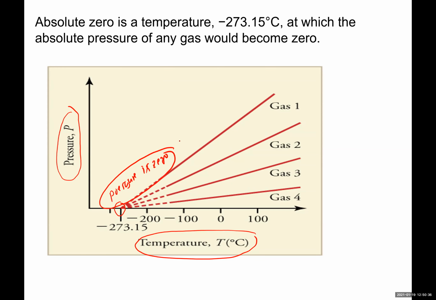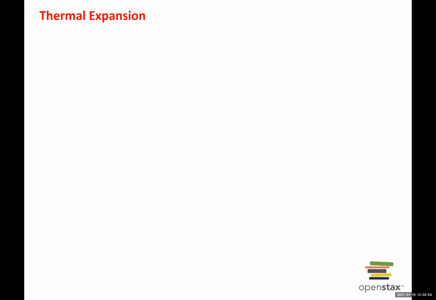Okay. So this temperature, where the absolute pressure of any gas becomes zero, is called the absolute zero temperature. Let's talk about thermal expansion now. Thermal expansion means if you heat any object, it will change in length.